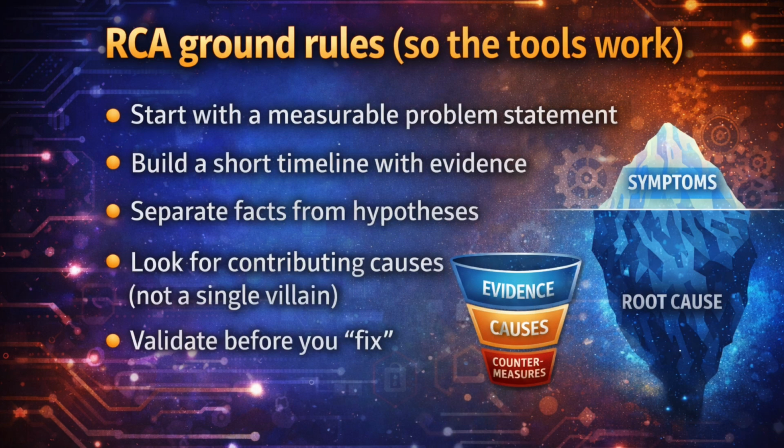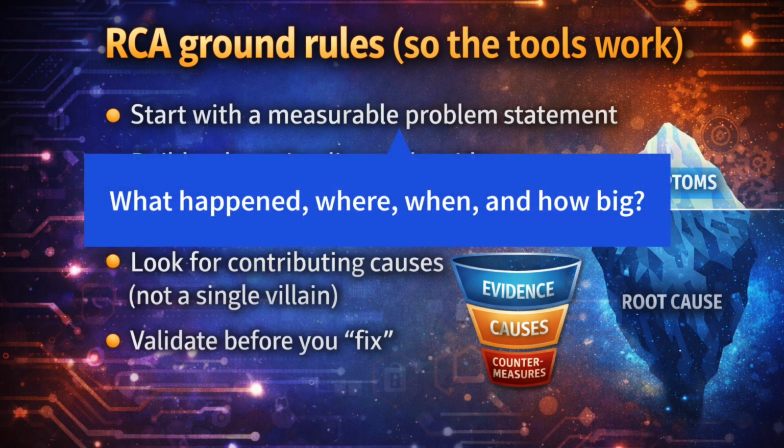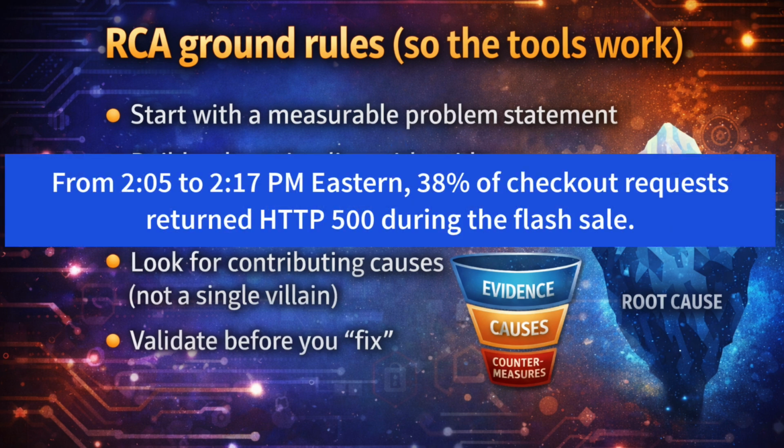Before we touch any RCA tool, we need good inputs. Step 1 is a measurable problem statement. What happened, where, when, and how big? For our example, from 2:05 to 2:17 p.m. Eastern, 38% of checkout requests returned HTTP 500 during the flash sale. That's specific enough to test.